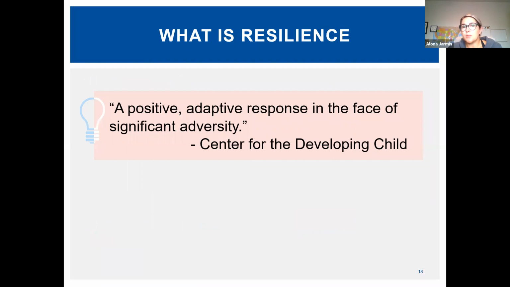So when we talk about resilience, what is resilience? A positive adaptive response in the face of significant adversity. What a meaning. This really resonates, especially to me right now. I think in all of the wake and everything going on, I think more and more it's important for us to have resilience in ourselves.